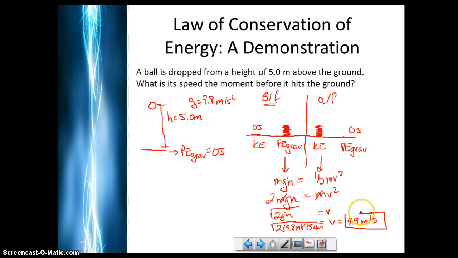And look at that. No kinematic equations, nothing like that. Just two little equations we have to memorize, and just using the conservation of energy, we can solve this problem. Okay.